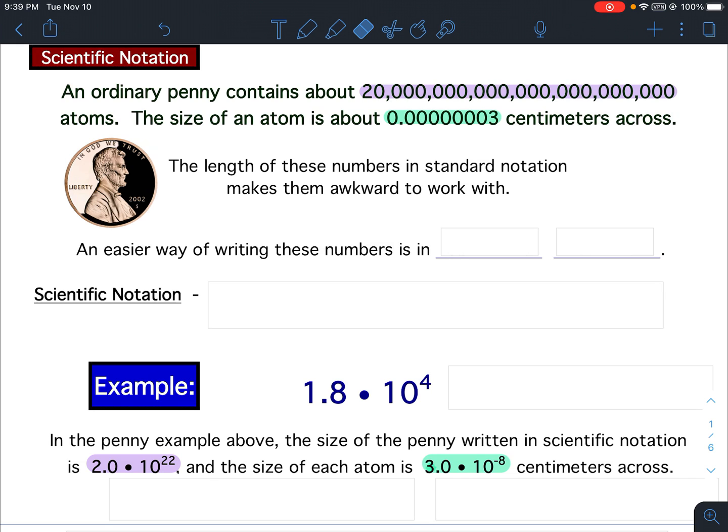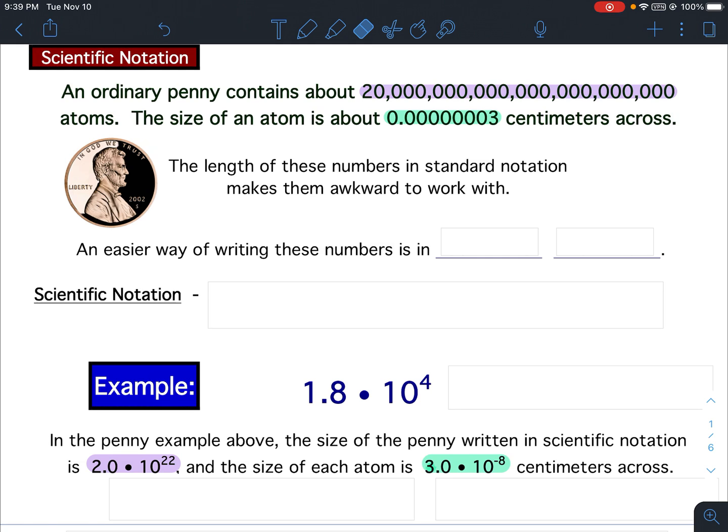The way they're written right now, it's called standard notation. So the normal way that you write a number is called standard notation. So both those numbers, again, are in standard notation. And they're hard to work with, they're hard to even pronounce. Some of you might not even know how to say them by just looking at them.